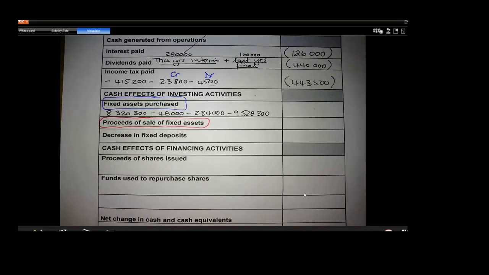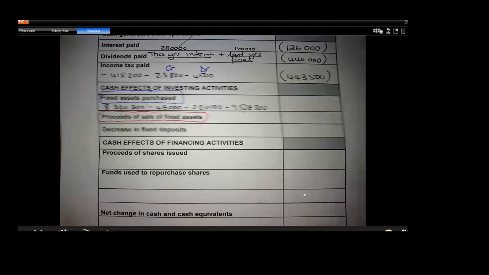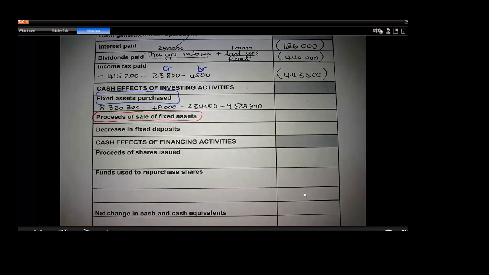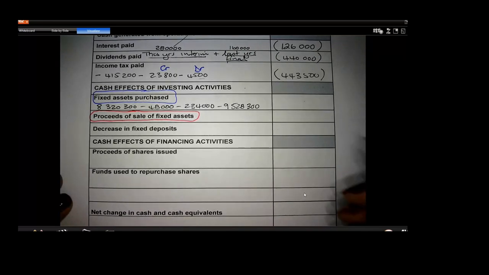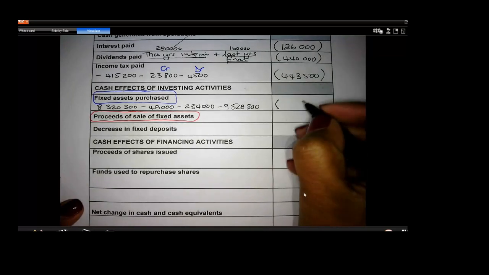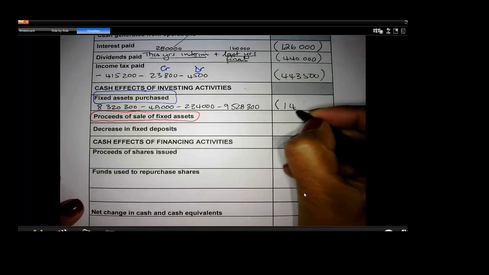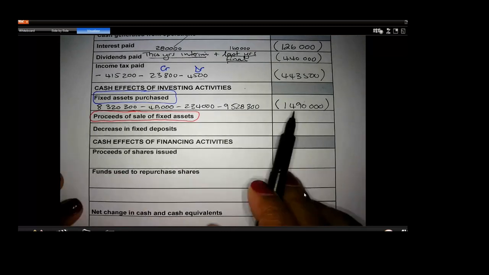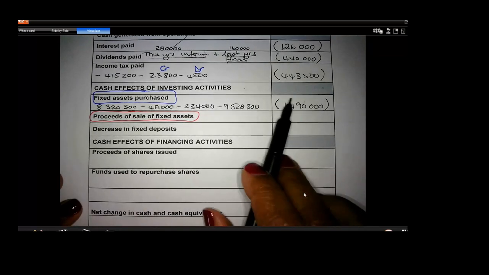So I will transcribe that calculation here. Learners, you have to write in this calculation. You lose marks if you don't write in the calculation. That's what I see so many learners lose marks, because they give me a final answer, but they don't show the calculation. Okay. And I'm going to get a negative 1,490,000. It's going to be a definite negative amount there. It's going to be in brackets.